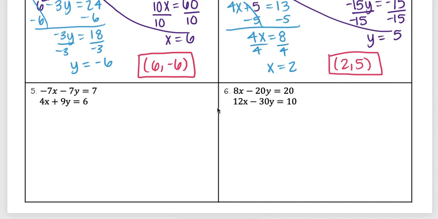Now this last video is where things get a little bit more tricky. In the first one, we didn't have to multiply anything, we were able to just add. The second one, we only had to multiply one equation. Now for these two examples, we're going to have to multiply both equations.